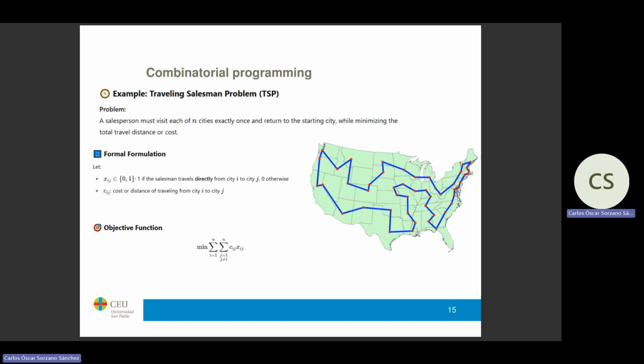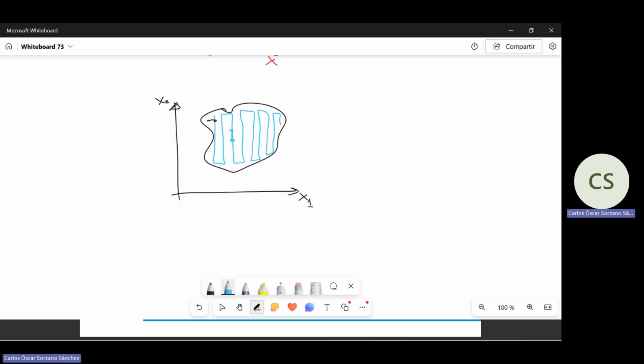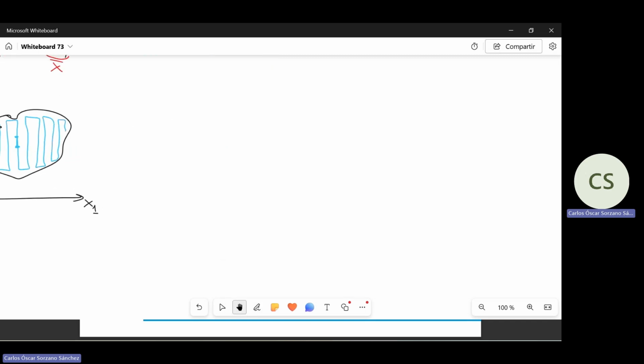And actually, combinatorial problems in general are NP hard. Have you heard this before? The complexity of an algorithm being NP hard. In general, they explode as the number of combinations grows, so as the number of nodes grows.